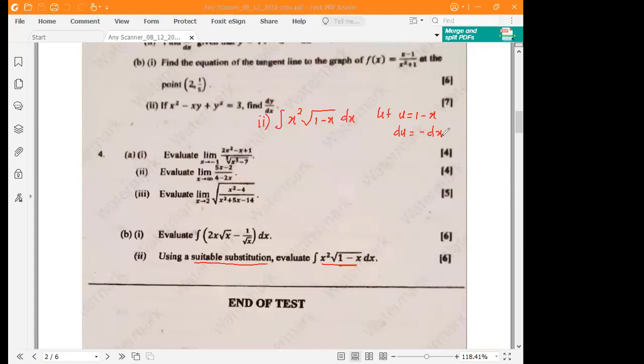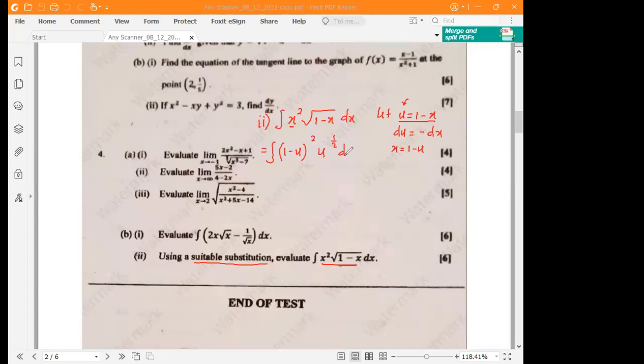Again, we want to change from the x variable to the u variable. So you go back to the u equation and make x the subject. So you have x is equal to 1 minus u. We move x to the left and u to the right. So now you go back to the question where there is x, you substitute 1 minus u, and it is squared. And where there is 1 minus x, you substitute u. So we have u to the power half.